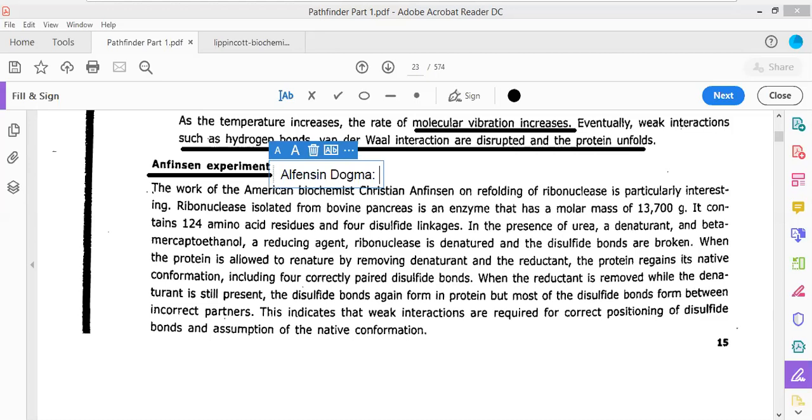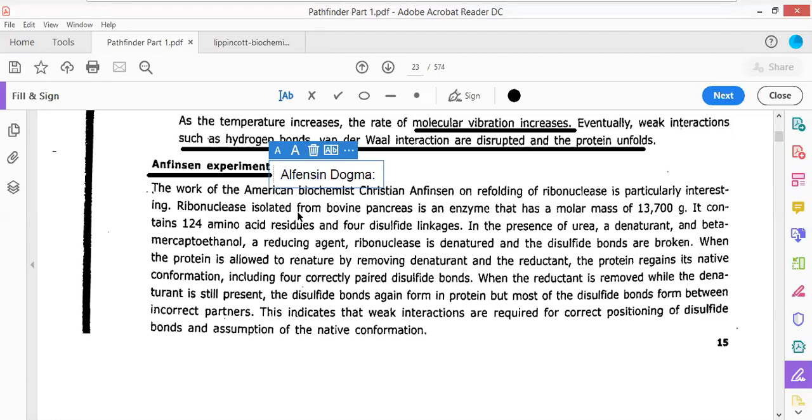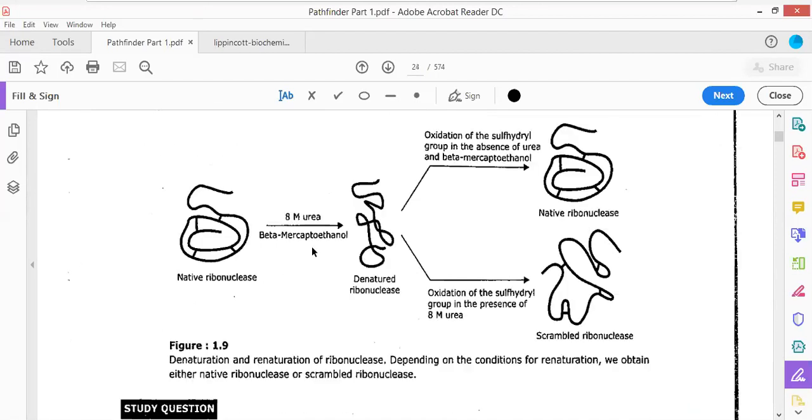Okay, now see, Anfinsen took a very important enzyme, that is referred to as ribonuclease. Okay, we are on this particular page. When he took the protein ribonuclease, he took two different molecules. One was referred to as the reducing agent. Another one was referred to as the denaturant. His experiment is described in this particular figure. Let us just go to this particular figure.